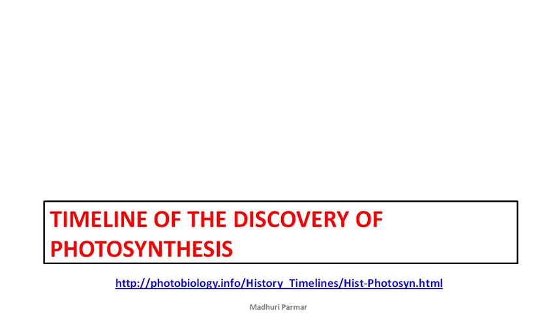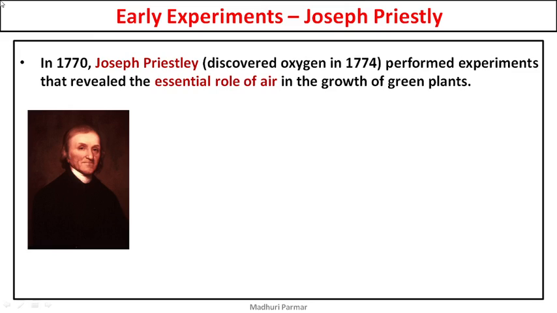Now let us start with whatever is important for us, and let us find out how the scientists discovered this process of photosynthesis. The first name that comes up in photosynthesis is of Joseph Priestley. This scientist was living in the 1770s, okay, and in 1774 he also discovered oxygen.